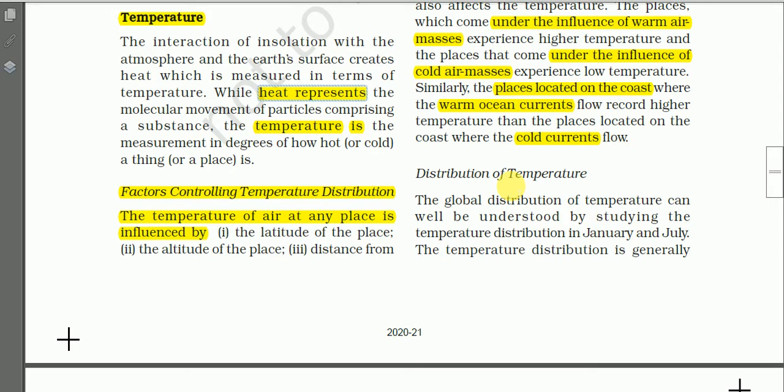In short, humans think of temperature as how warm or cold an object is with respect to some standard measure. So this is the difference between temperature and heat. Heat represents the energy, and temperature measures how hot or cold an object is. So this is the main difference between heat and temperature.